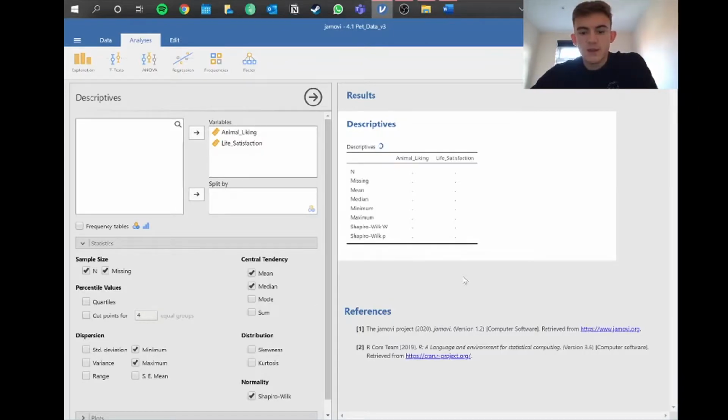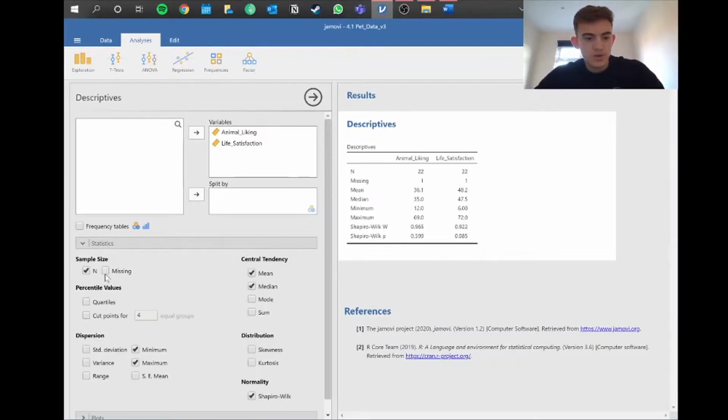So the same as in the dependent and independent tests, we're looking to see if this p-value is above 0.05. For animal liking, it's 0.599, so that's good, and 0.085, so that's still above the 0.05 mark. So that's all good, meaning our data is normal and we can continue with the Pearson.